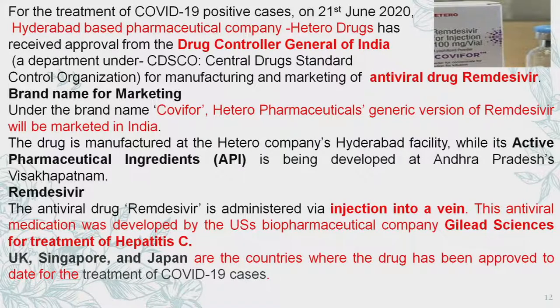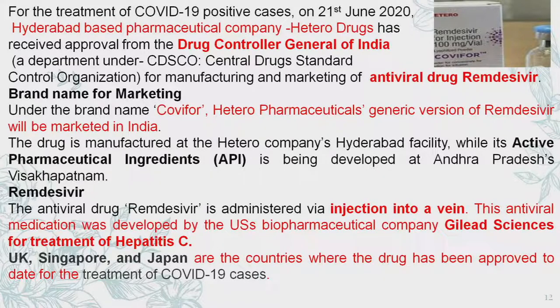There's another one. For the treatment of COVID-19 positive cases, in June 2020, Hyderabad-based pharmaceutical company Hetero Drugs received approval from the Drug Controller General of India, a department under the Central Drugs Standard Control Organisation, for manufacturing and marketing of the antiviral drug Remdesivir. So the question is, what do you mean by the word Remdesivir? An antiviral drug produced and marketed by Hetero Drugs, a Hyderabad-based pharmaceutical company. Under the brand name Covifor, Hetero's generic version of Remdesivir will be marketed in India.